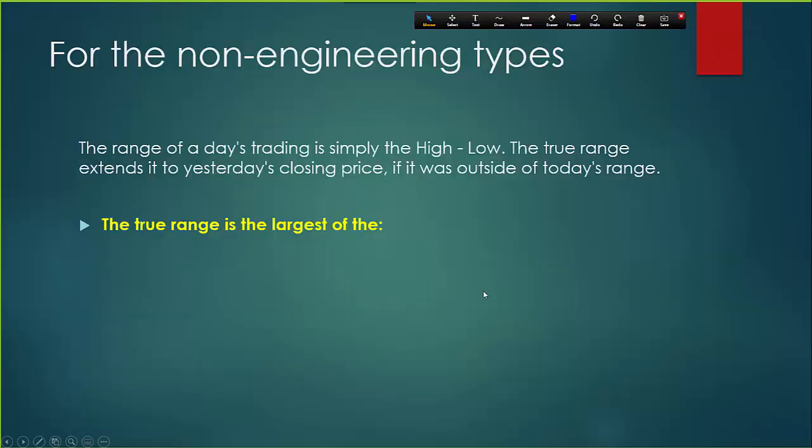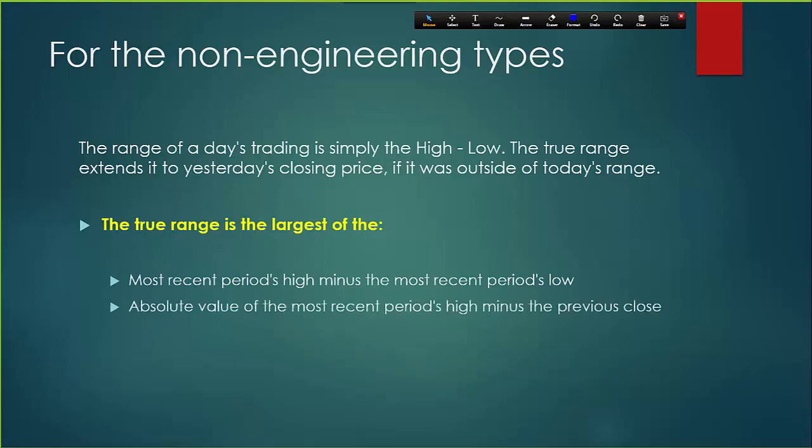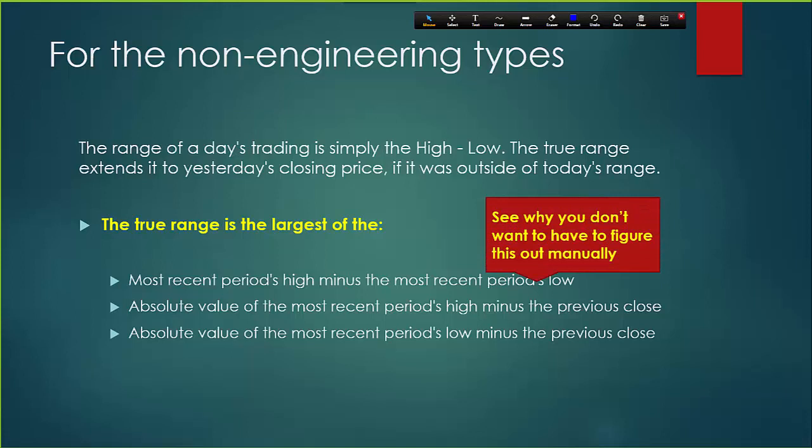Now, for the non-engineering types, it is this. The range of a day's trading is simply the high minus the low. The true range extends itself to yesterday's closing price, if it was outside of today's range. So the true range is the largest of the most recent period's high minus the most recent period's low, or the absolute value of the most recent period's high minus the previous close, or the absolute value of the most recent period's low minus the previous close. You can see why you don't want to have to figure this out manually, all right?